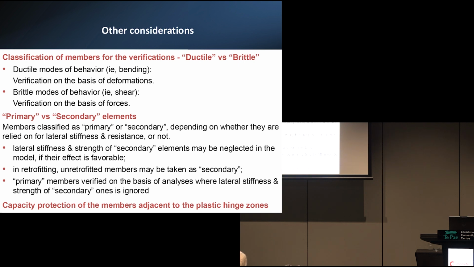And there are other parts in that section. I found this one left very open to the designer. For example, in one sentence: lateral stiffness and strength of secondary areas may be neglected in the model if the effect is favorable. Then if I ask you, when is the effect favorable?